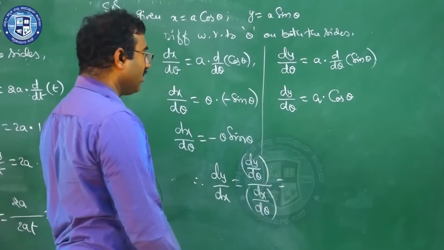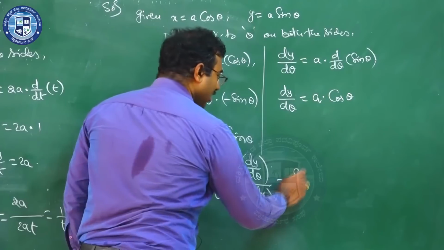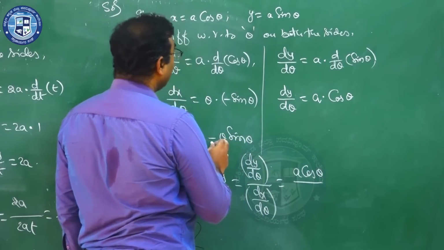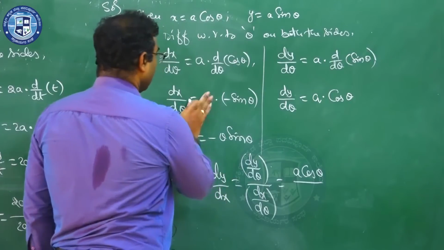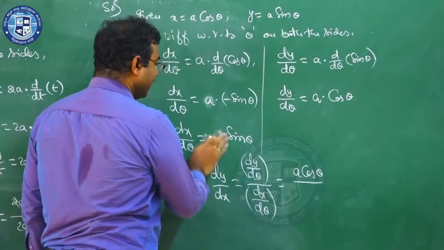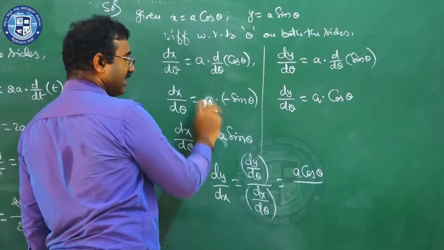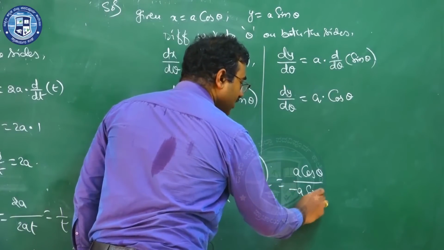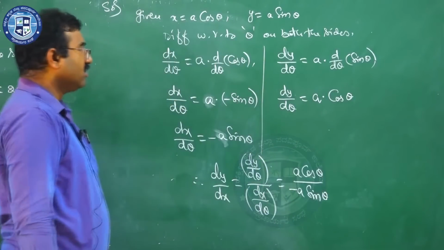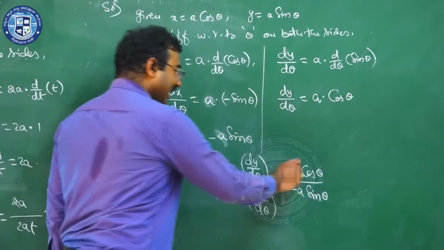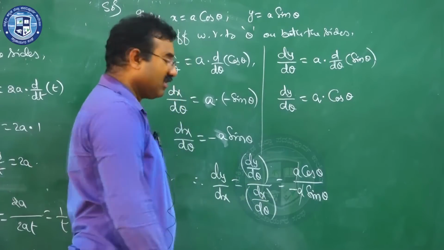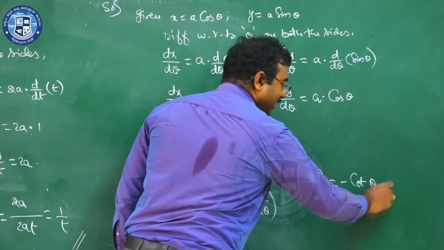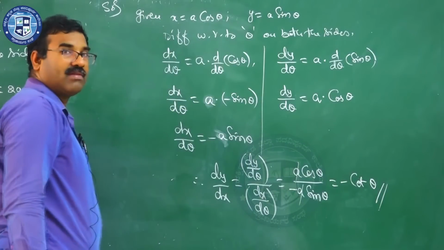Which is equal to dy by d theta, what we get? A cos theta divided by minus, sorry, here this is minus A sin theta, not theta, it is A. So, divided by minus A sin theta. Okay. So, what happens here? A cancels, A cancels. So, what we are getting? Minus cot theta we will get, minus cot theta, right.